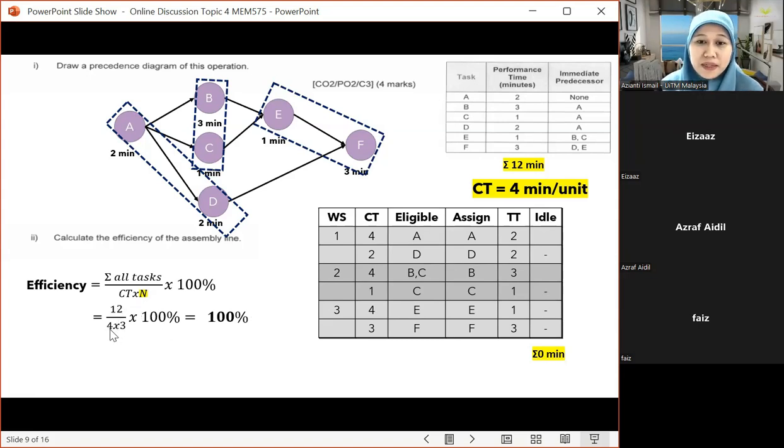12 bahagi 4 workstation. 4 tadi apa cycle time. 3 workstation kat sini. 1, 2, 3. So kita darab 100 dapat 100%. In the real life, hardly to get 100%. Itu terlalu perfect. So this one is maybe on paper kot. Dia very, ataupun proses dia very simple. You can get 100%. So we done with the efficiency.